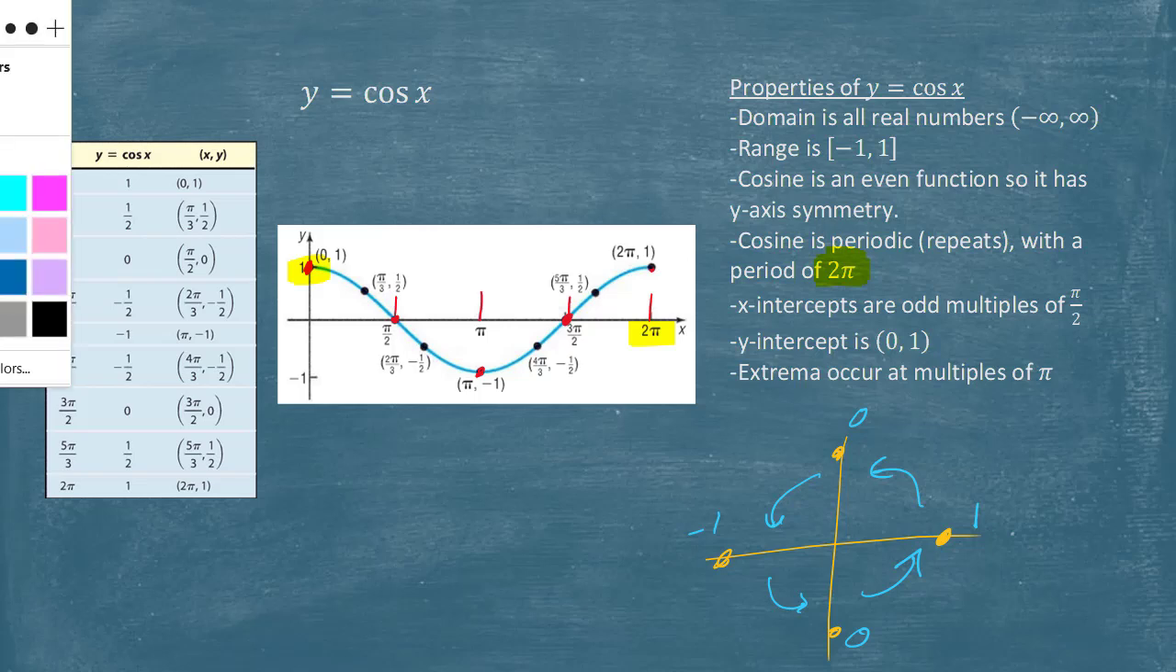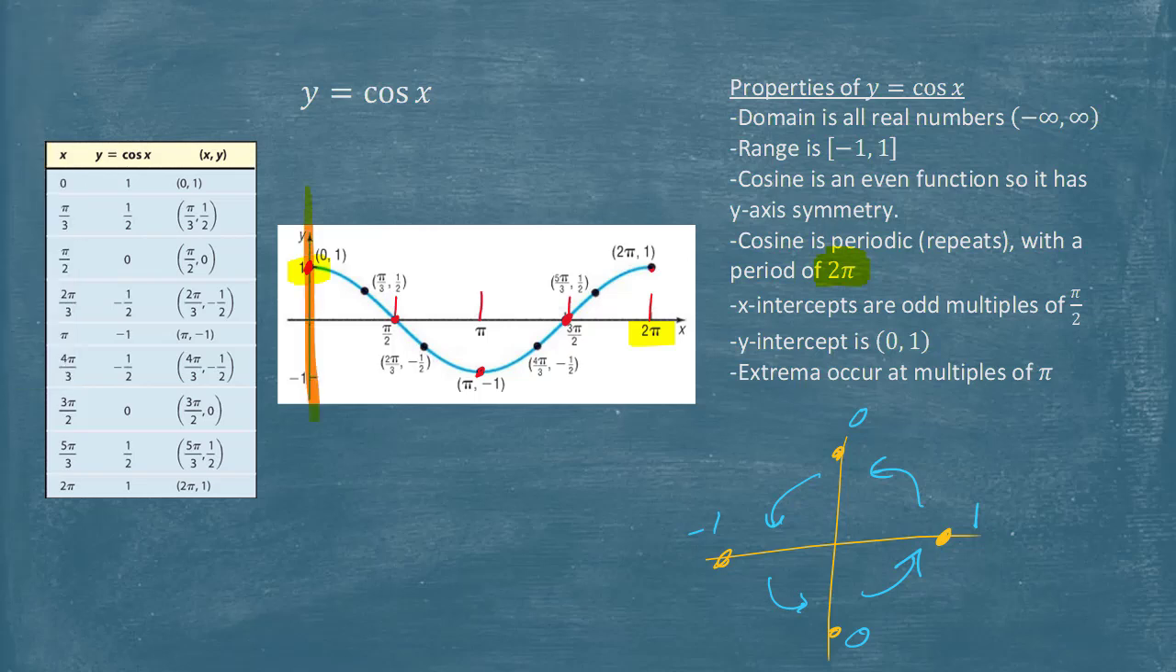Generally speaking, wherever it takes or however long it takes for it to start cycling through everything again, that is the idea of one full period, which is 2 pi for both sine and cosine, unless there's been some sort of stretching or shrinking.